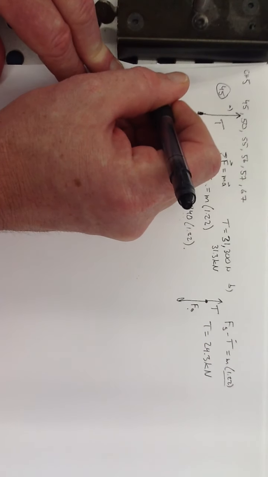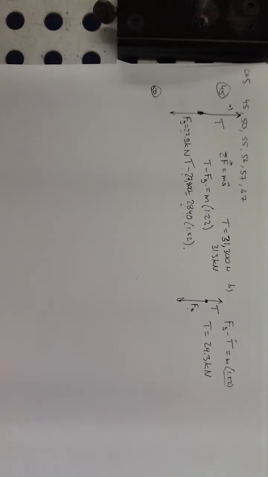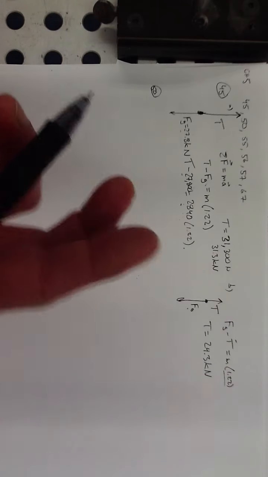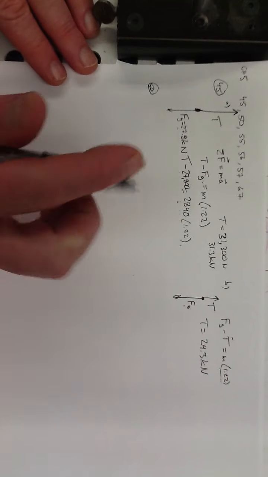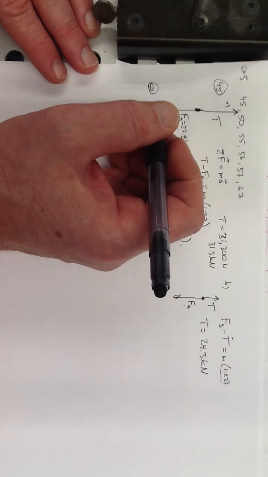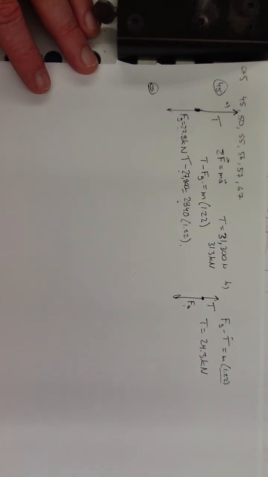So, what's next? 50. An even numbered problem. All right, so I've got 3 ballot boxes. Oh, that's apropos of election season. 3 ballot boxes are connected by cords, one of which wraps over a pulley having negligible friction.